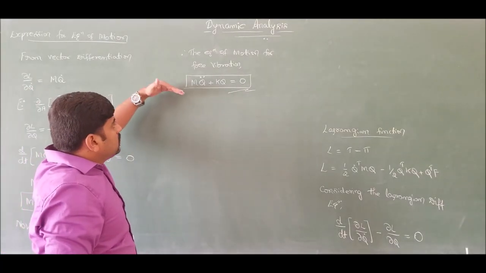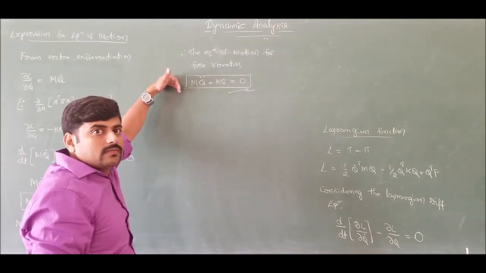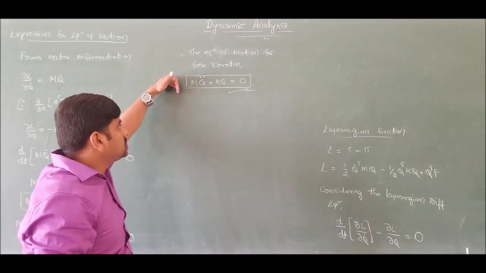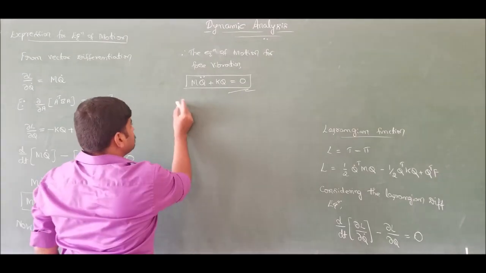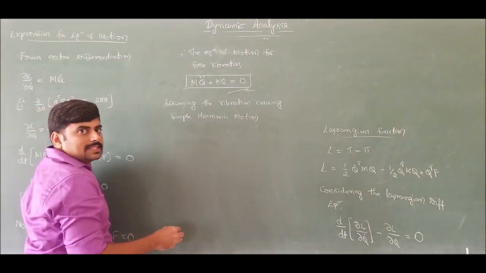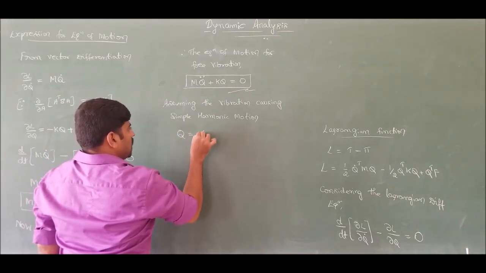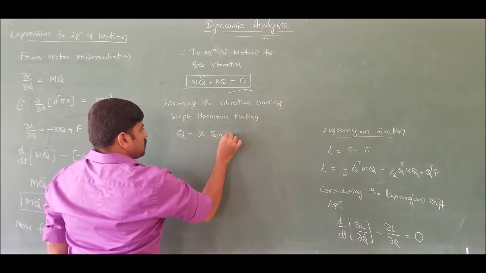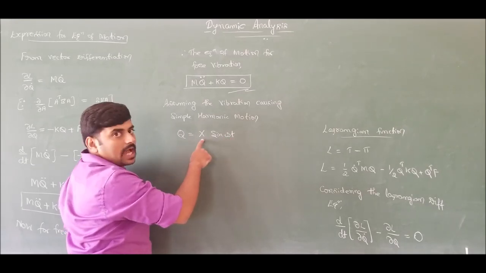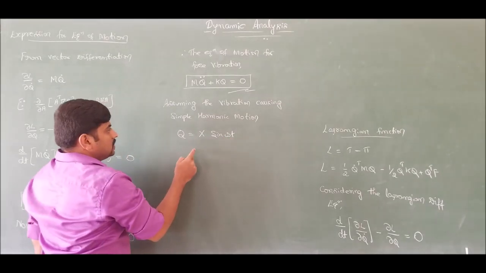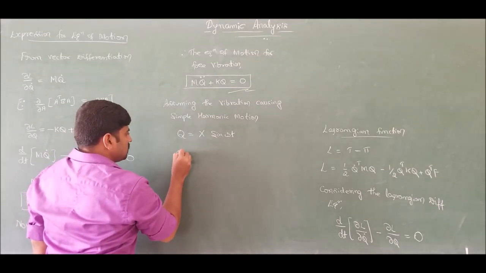Now, let us determine the eigenvalue and eigenvector equation, which is very, very important for this dynamic analysis. Considering displacement as simple harmonic motion, we know that the SHM equation is given by the displacement is equal to amplitude times sin omega t, where omega is the natural frequency, t is time, and x is the amplitude of vibration.